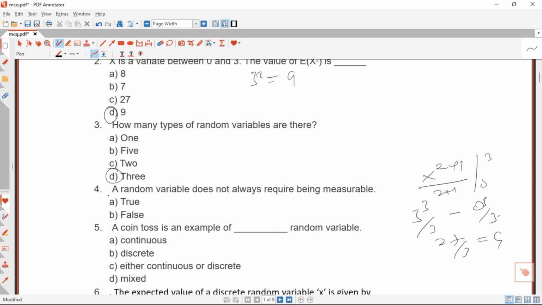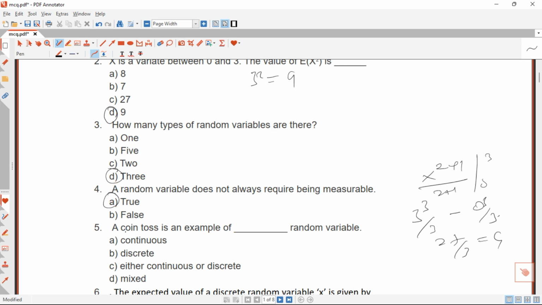Question 4 is saying that a random variable does not always require being measurable. Yes, a random variable does not always require being measurable, because you have 2 types of random variables: discrete random variables and continuous random variables. Discrete random variables are countable, whereas continuous random variables are measurable. So here it does not require being measurable. Always a random variable doesn't require that. So the answer is true.